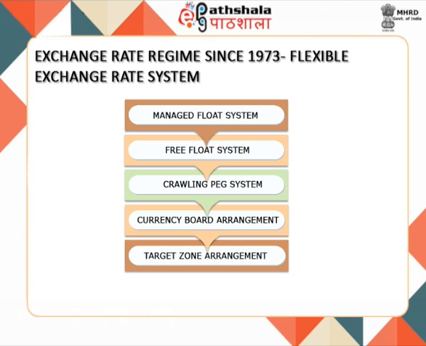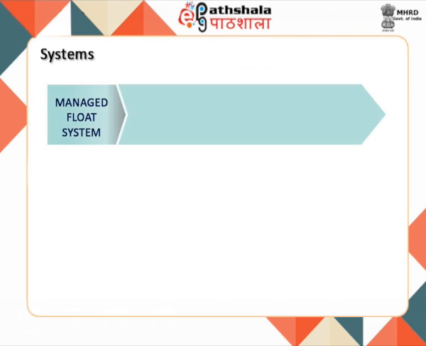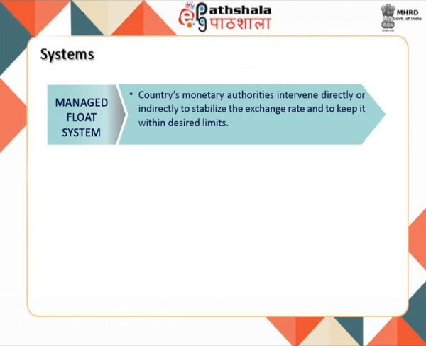Under the new exchange rate system, a country can choose from one of the following options: managed float system, free float system, crawling peg system, currency board arrangement, and target zone arrangement. Under the system of managed floating, a country's monetary authorities intervene directly or indirectly to stabilize the exchange rate and to keep it within desired limits. It is also known as dirty floating.